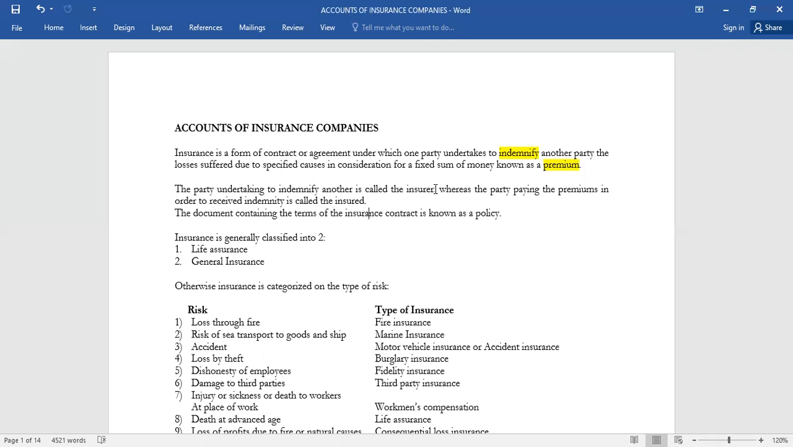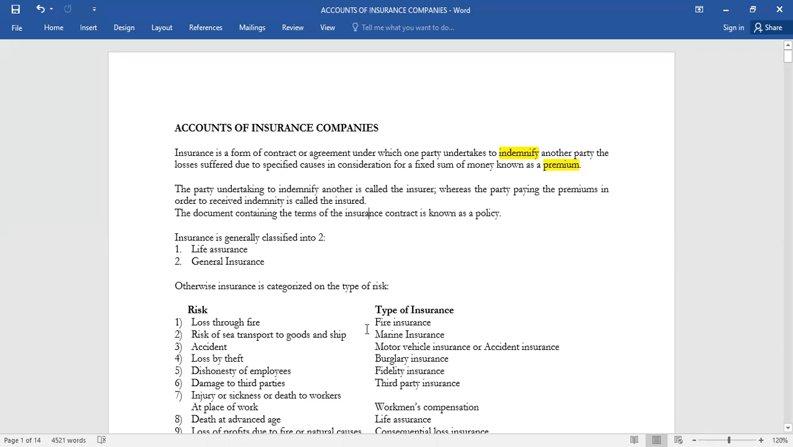So insurance is generally classified broadly into two categories. We have life assurance, and we have general insurance. As the word goes, life assurance is when you are insuring or seeking compensation for your own life. For general insurance, it will depend on the kind of risk that you are cushioning yourself against. For example, if it is loss by fire, you get fire insurance.